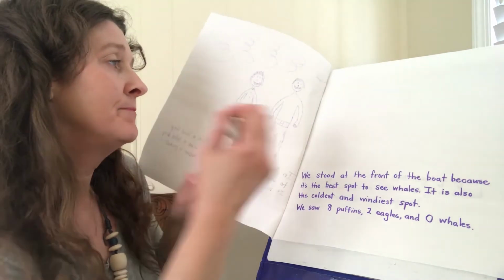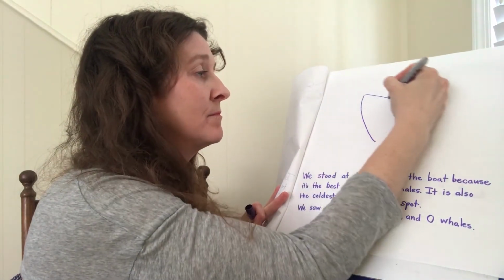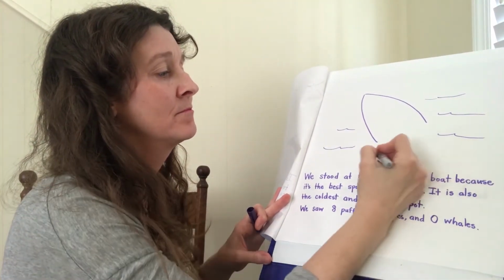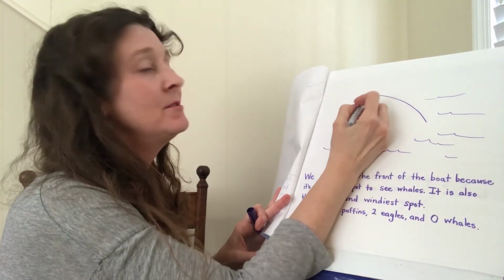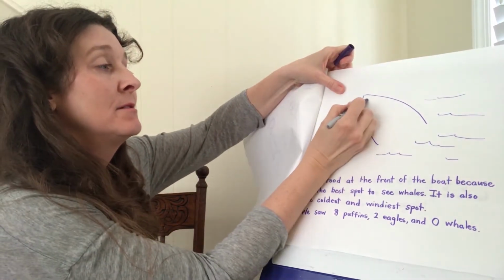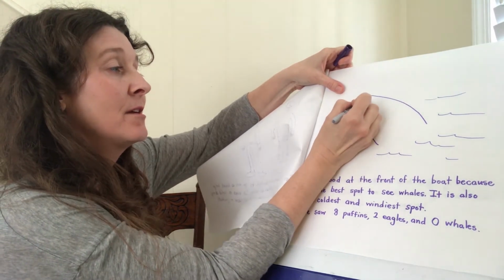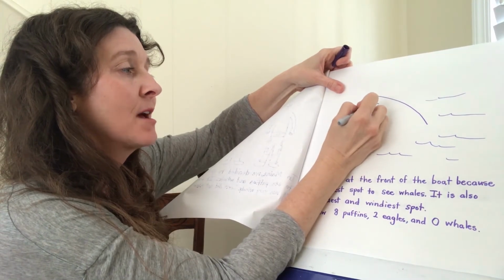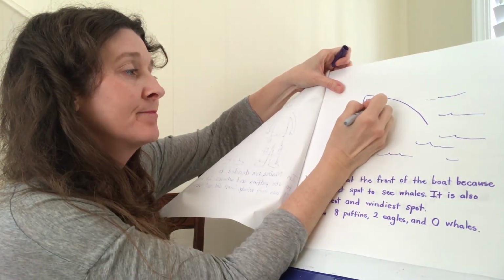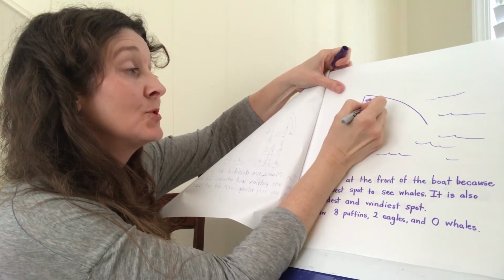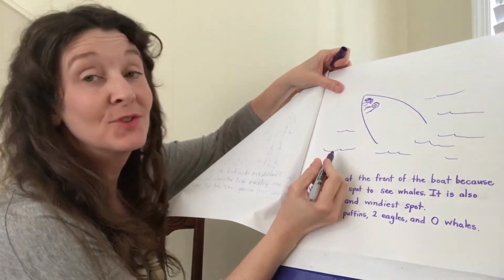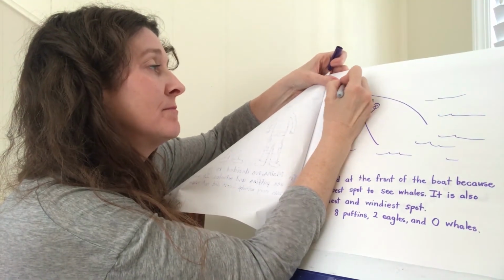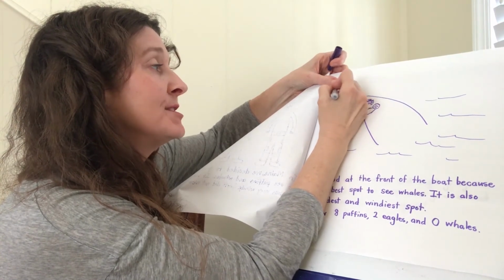I think for this part, I'll draw the boat and the water. And then here's the front. So I'm going to draw Scott and myself. Here I am. These were super windy. And here's Scott. He was really mad because he was so cold. I was on the lookout. And then I'll draw a puffin here. Show another part of the scene.